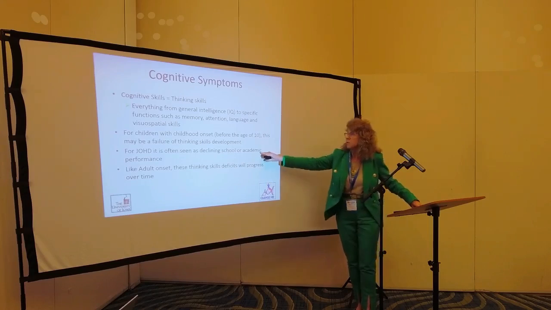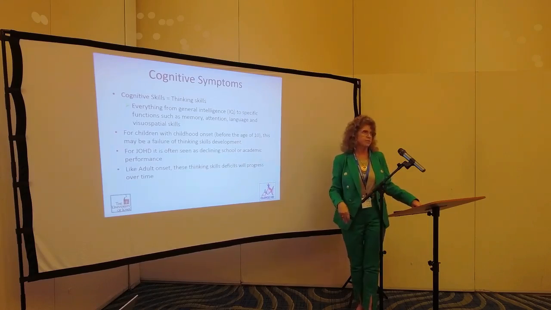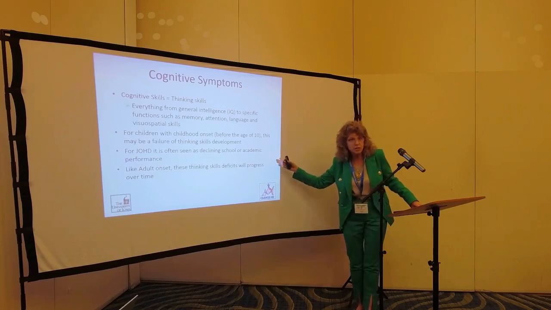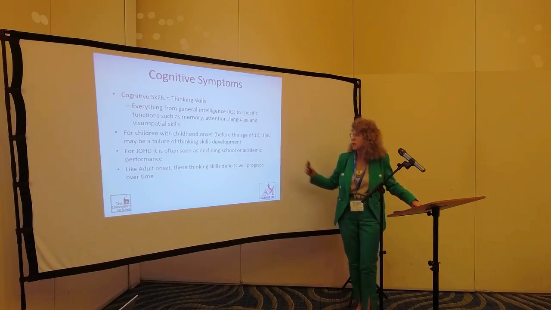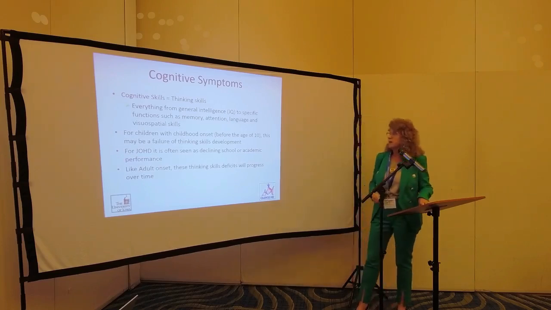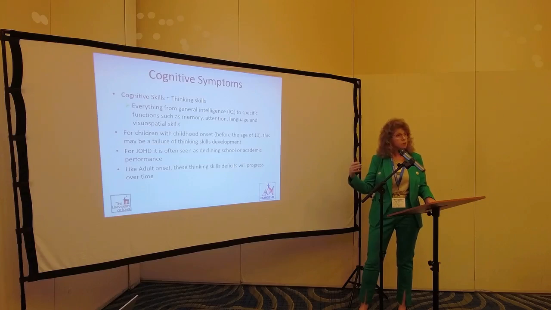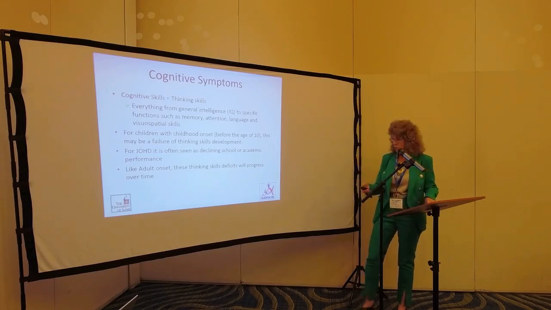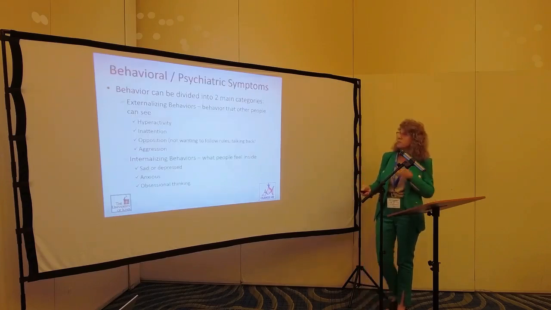But oftentimes there is a loss of skills, right? They developed, they attained some skills, and then they lose skills. And you'll see academic changes, you'll see changes in the way they think and behave. And then in adult onset, the thinking skills often progress over time. So things change over time.